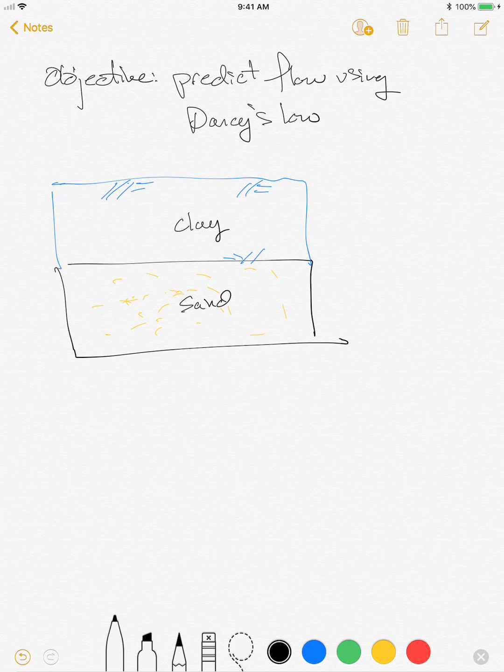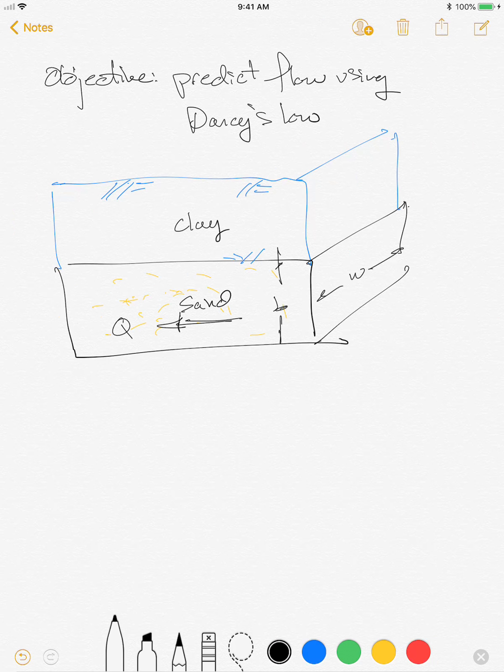And so what we want to do is predict what the flow is through the sand. And so we can define the flow through the sand using Darcy's law. So we're going to make this a little bit more complicated. We're going to give it a width, and we'll call that width W. And we'll give the aquifer a height B. Okay, and then we'll extend our clay over here. And so what we have here is we're flowing from 2 points.